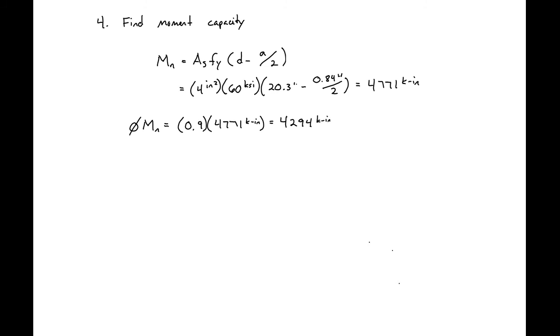We can now compare this to our Mu, our ultimate moment, which we found to be 3,456 kip inches. So we can see that our phi Mn is greater than or equal to our Mu. So our section has sufficient capacity to hold our ultimate loads.